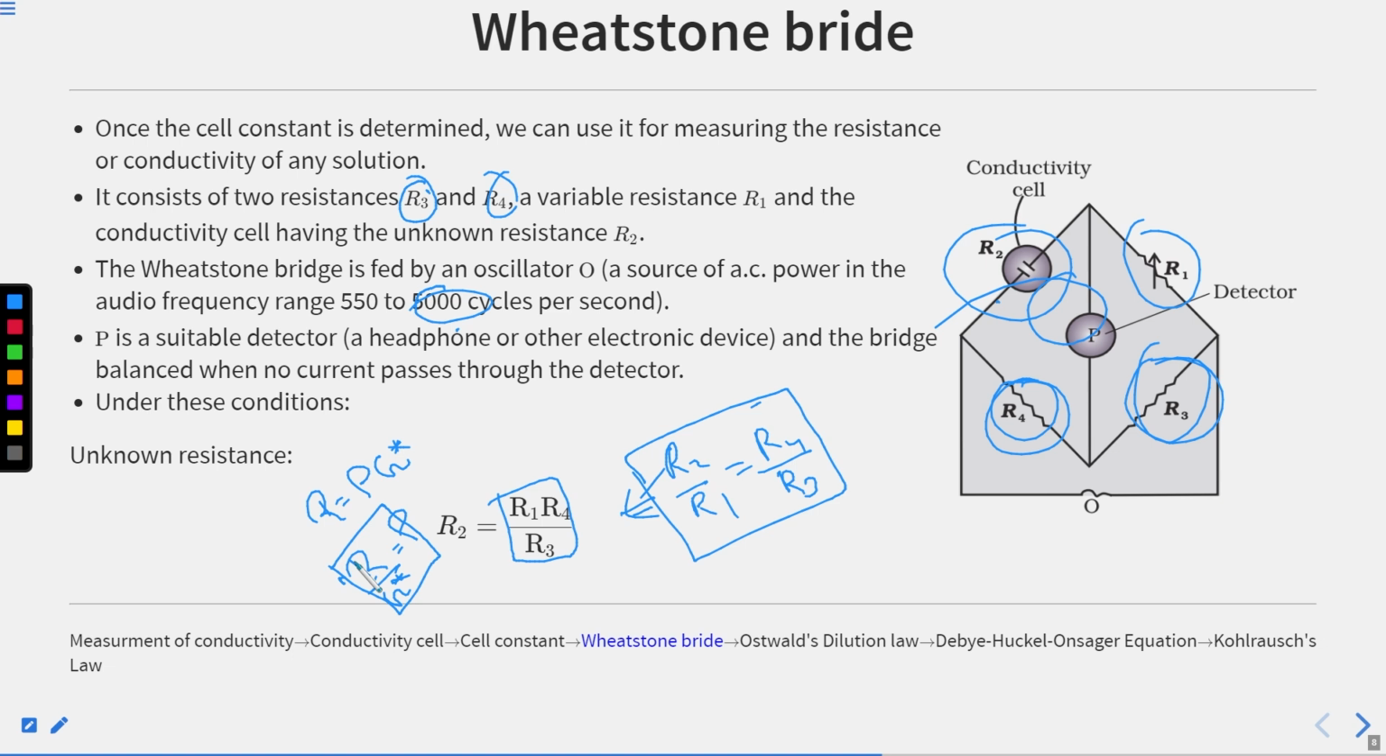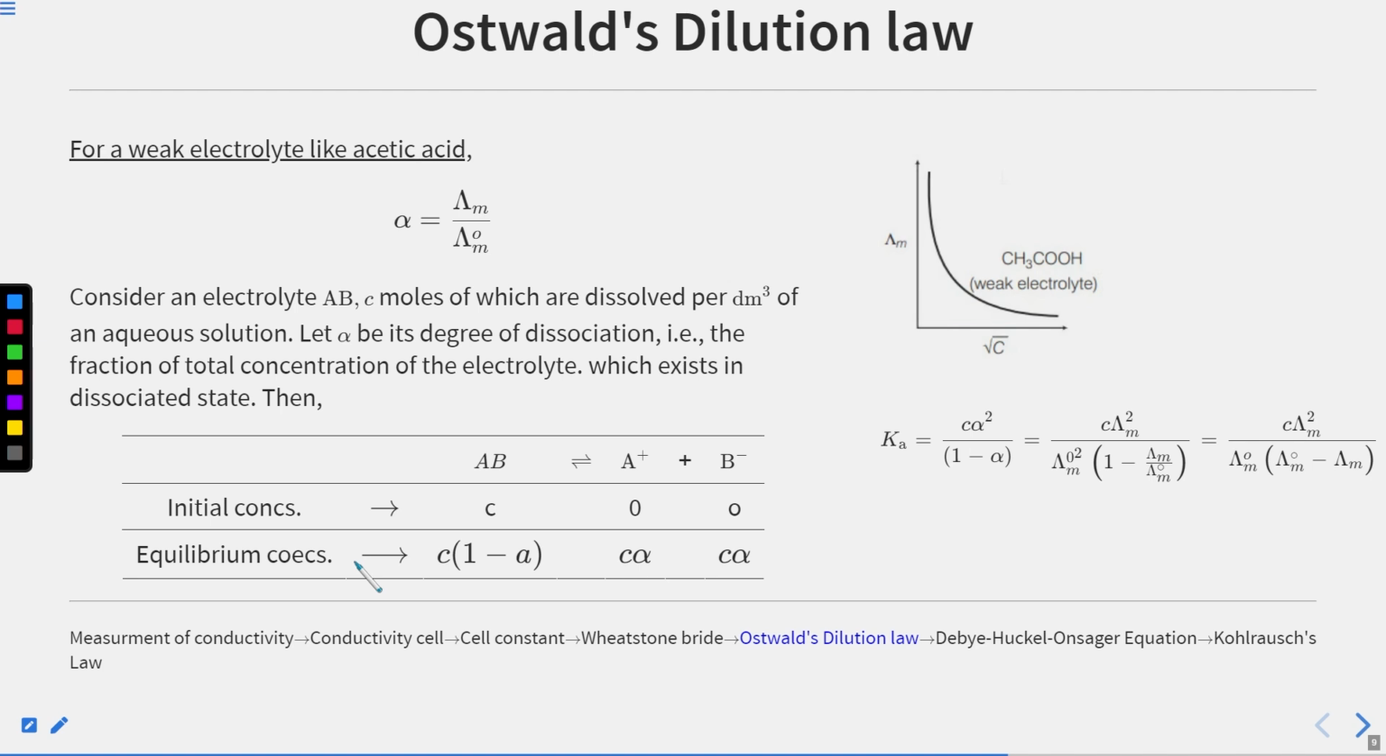Now we will move to Ostwald dilution law. First of all, let me make you understand what a weak electrolyte and a strong electrolyte are. I have mentioned this earlier also. A strong electrolyte is something which dissociates completely, 100% dissociation occurs, and a weak electrolyte is something which has not complete dissociation but partial dissociation. For that, we are given a law called Ostwald dilution law. It is only applicable to weak electrolytes.